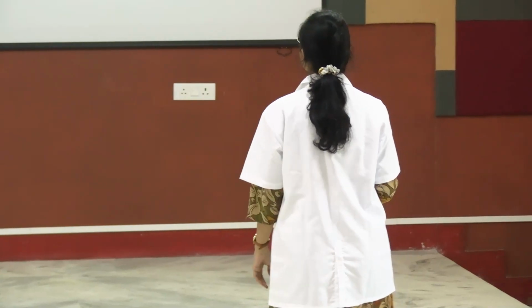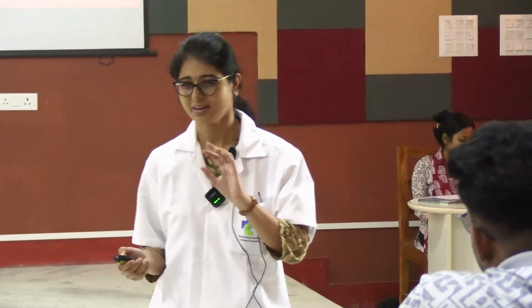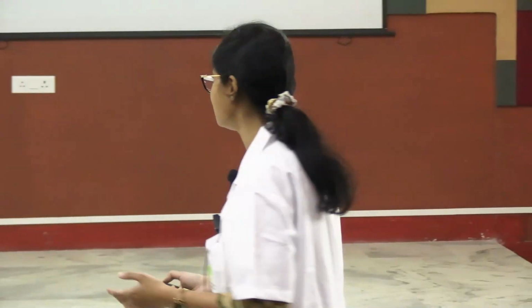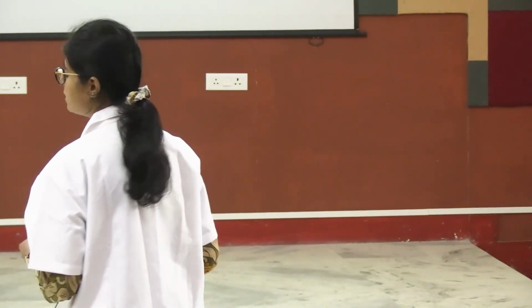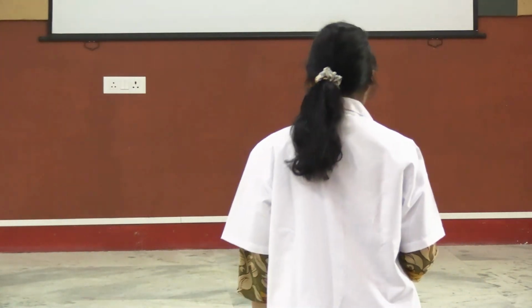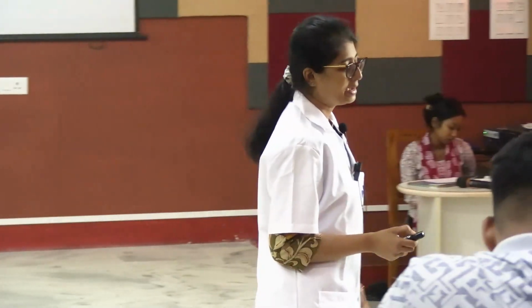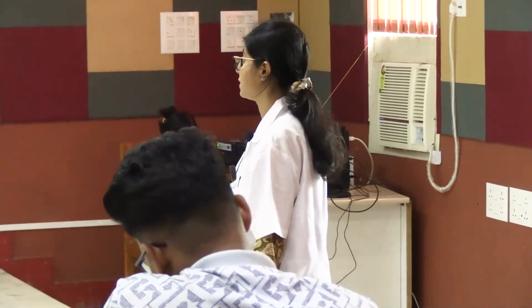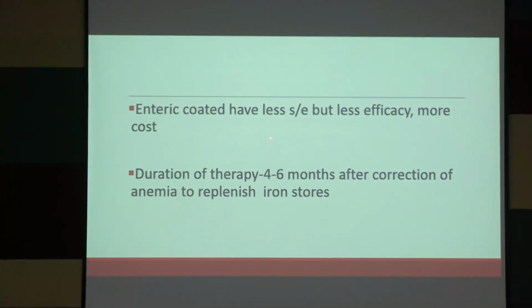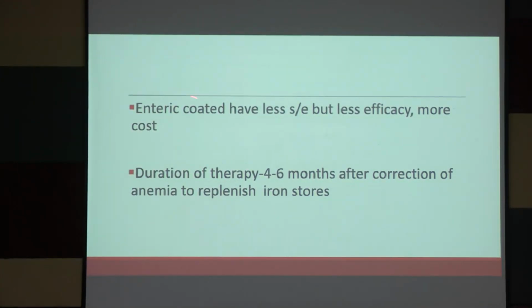And 10 to 20% of the patients will have nausea, epigastric pain, discomfort, vomiting, constipation, diarrhea. These are some side effects which can happen in a patient who is getting oral iron supplementation. What is the dose? It is around 3 to 6 milligram per kg per day of elemental iron. To reduce the side effects, enteric coated tablets have been manufactured. But enteric coated tablets are more costly and they have less efficacy also.